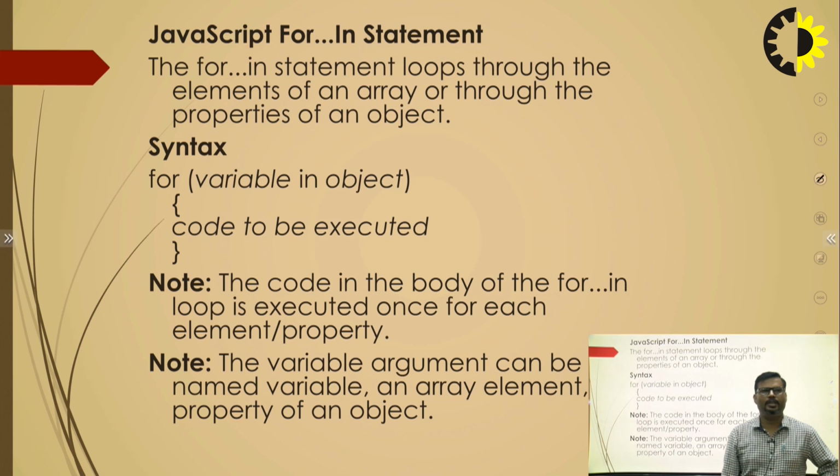JavaScript for in statement. The for in statement loops through the elements of an array or through the properties of an object. Here this is the syntax: for variable in object, and code will be executed. Note: the code in the body of the for in loop is executed once for each element or property. The variable argument can be named variable, an array element or a property of an object.